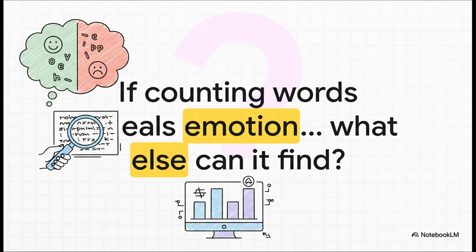So think about what we just saw. A machine can get a sense of human emotion just by counting words, without any real understanding at all. Which leads to a pretty wild final thought. If computers can learn this much just by counting, what else are they learning about the way we talk and the way we think?